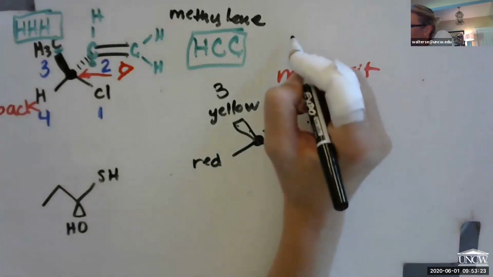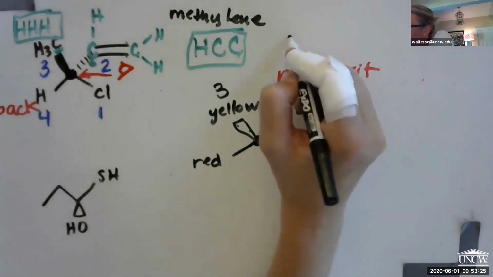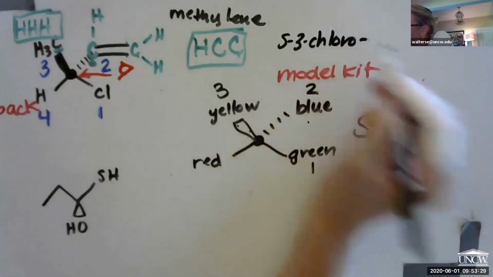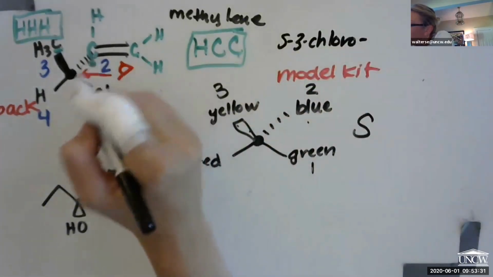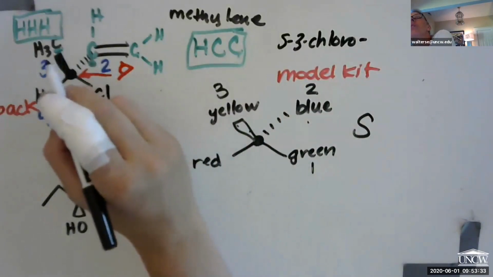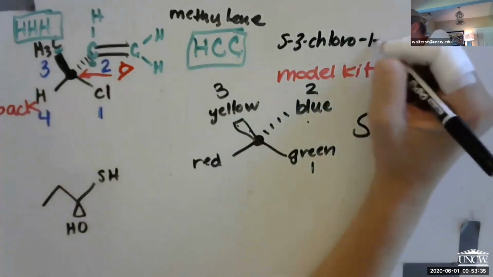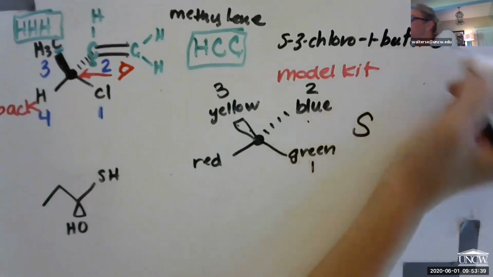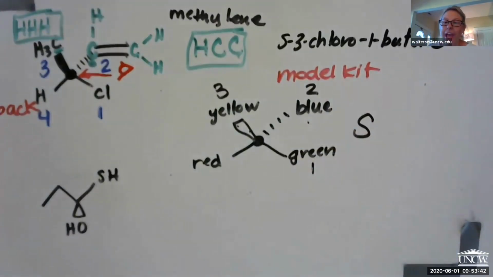So it would be S-3-chloro-1-butene. Yeah, you won't have to name them if they have pi bonds in them yet.